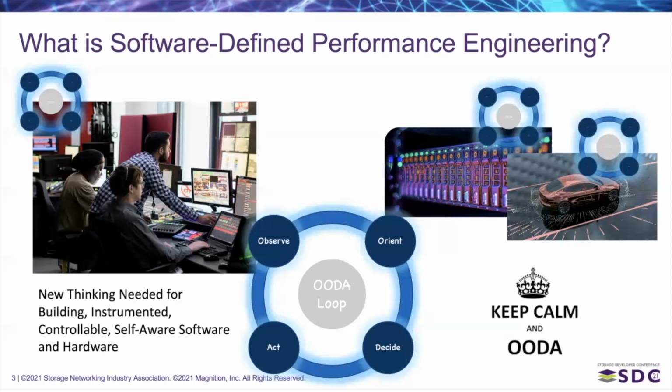Not only does the software performance engineering organization need to operate in an OODA loop, and not only does the hopefully increasingly self-aware device software need to run in an OODA loop, but there's actually an OODA loop between the two. So we need new thinking for building instrumented, controllable, self-aware software and hardware.